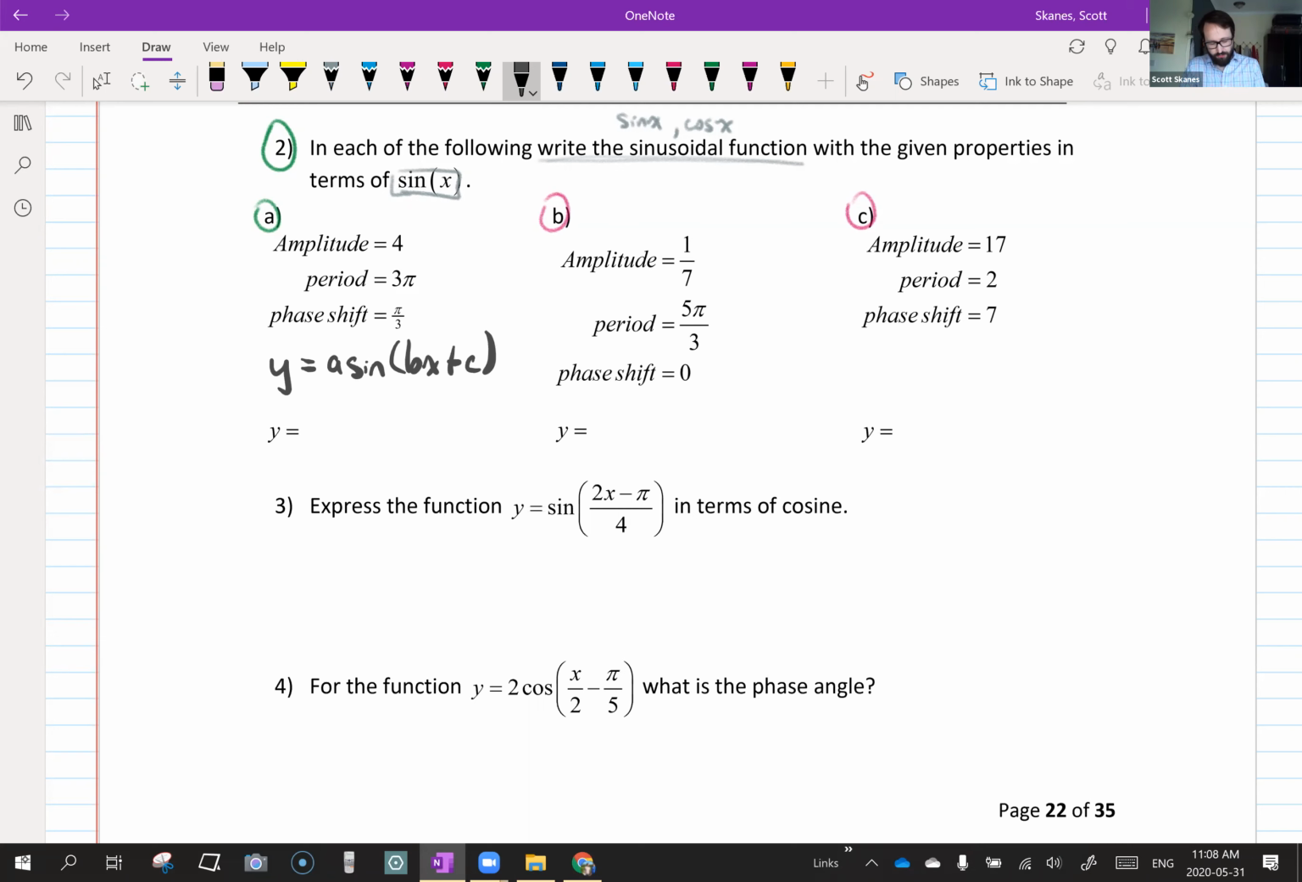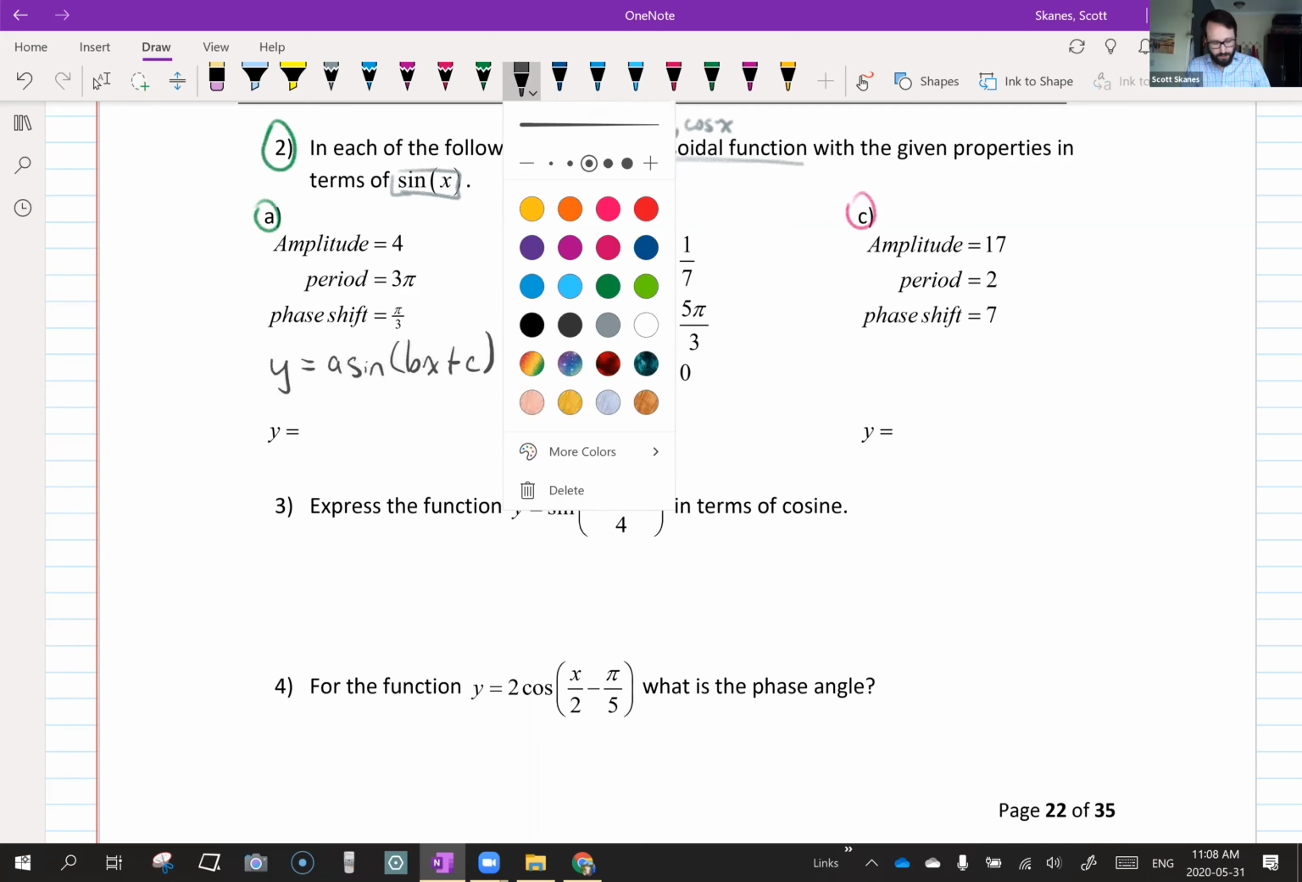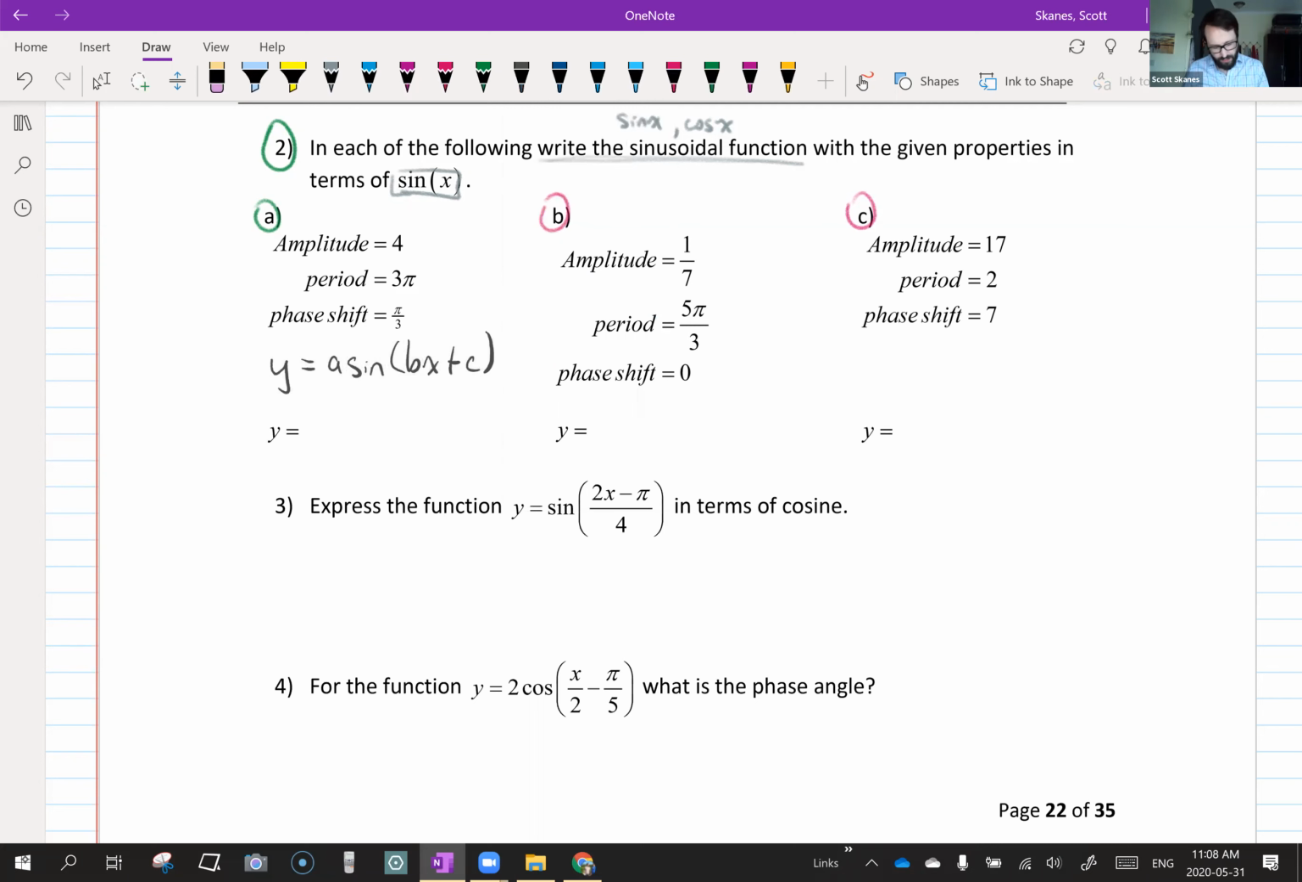So if this is our general formula, let me make it a little bit less aggressive here. If that's our formula we need to use, we just need to find A, B, and C. And thankfully, that's very simple. So the amplitude, let me just move it up here. If the amplitude is 4, then A is 4. That's going to be very simple. I can actually put that in already. I know it's going to be sine, and there's going to be an x here. Let's see what we get for B.